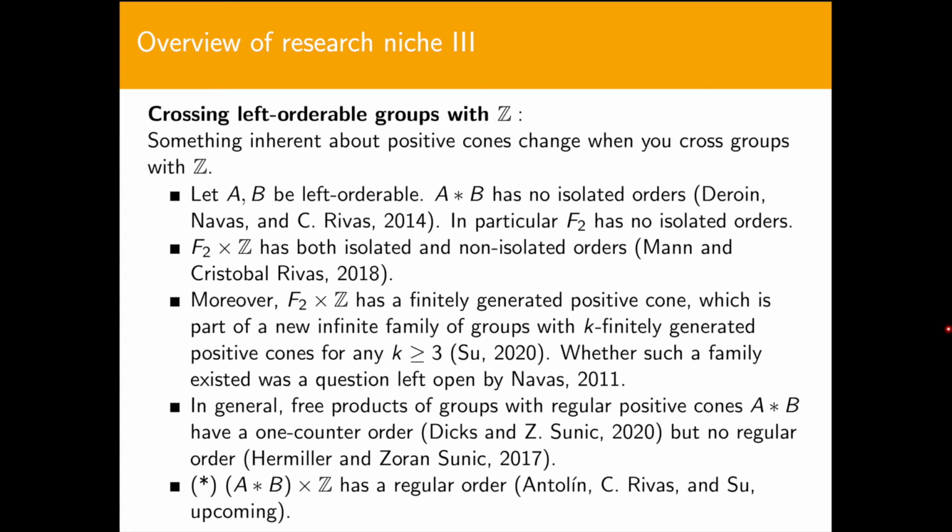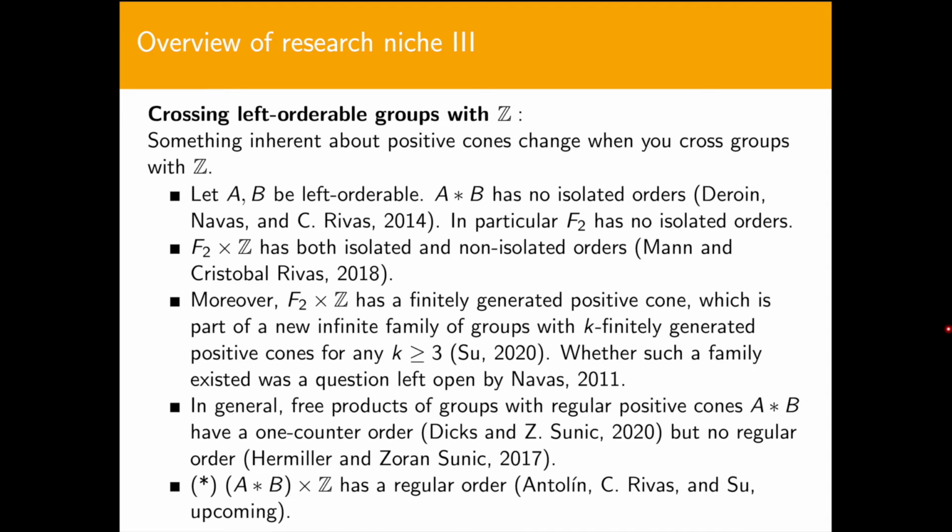However, the free group of two elements cross Z has both isolated and non-isolated orders. This is a result of Clay and Cristóbal Rivas. And moreover, F2 cross Z has a finitely generated positive cone. So remember that finitely generated implies isolated. This finitely generated positive cone is part of a new family of groups with k finitely generated positive cones for any k greater or equal to 3. This was a result in my first paper. And this is interesting because whether such a family existed was a question left open by Navas in 2011.